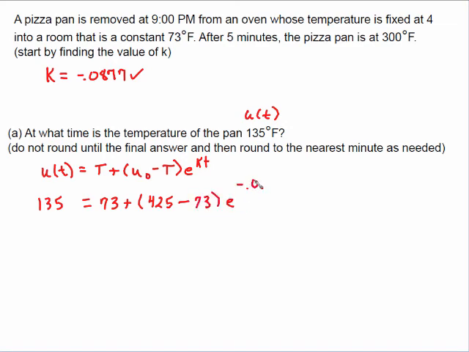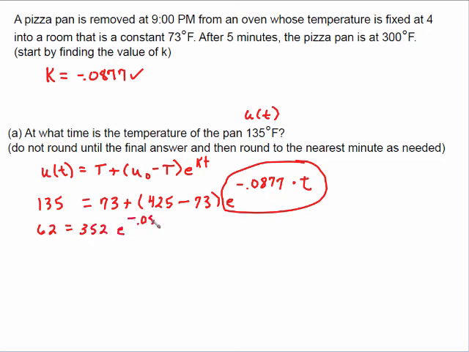e to the negative 0.0877. I'm just using those 4 digits, but I've got all of the digits stowed in the calculator, times t, because I want to solve for t. So again, we've got to get this exponential part here isolated. So subtract 73 from both sides gives me 62. We already know 425 minus 73 is 352. e to the negative 0.0877t. Divide both sides by 352 to get the exponential totally isolated.